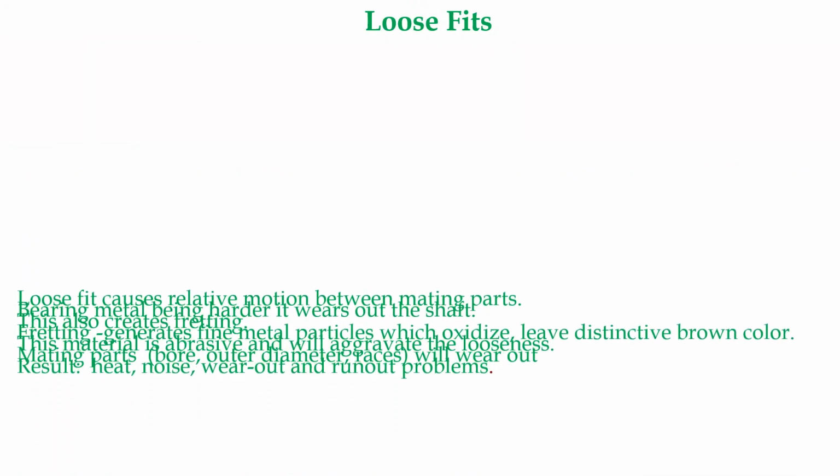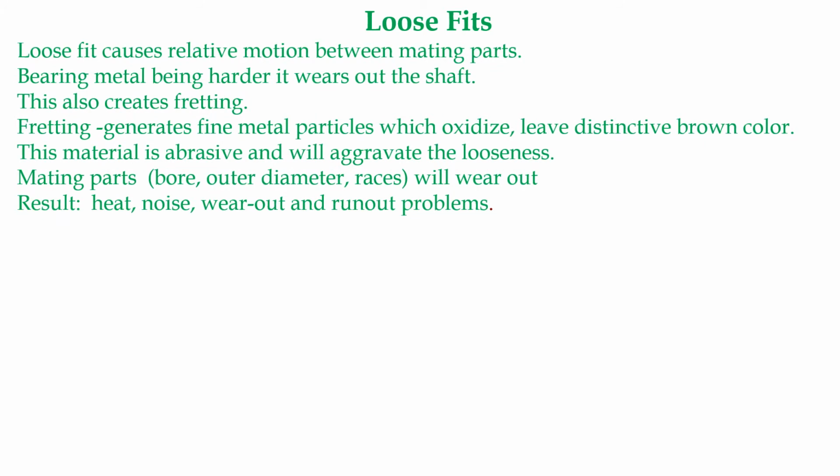On the other hand, a loose fit causes relative motion between mating parts. As bearing metals are harder, they wear out the shaft. This also initiates fretting action. Fretting generates fine abrasive metal particles. These particles wear out the shaft further and aggravate the looseness. Mating parts like the bore, outer diameter, and races will wear out. The result will be heat, noise, wear out, and run out.